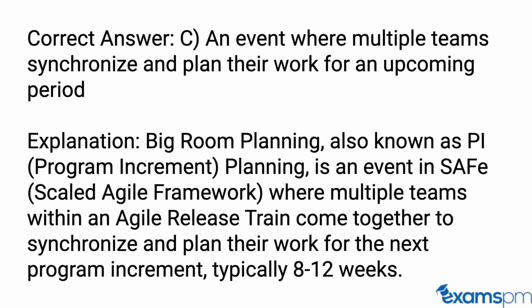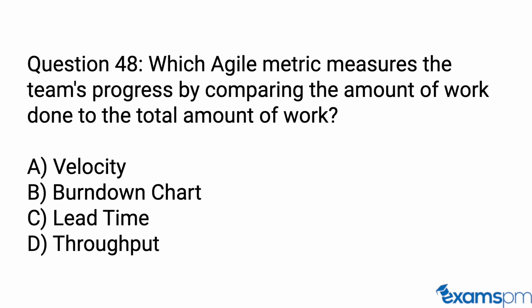Correct answer: C. An event where multiple teams synchronize and plan their work for an upcoming period. Explanation: Big Room Planning, also known as PI (Program Increment) Planning, is an event in SAFe, the Scaled Agile Framework, where multiple teams within an Agile Release Train come together to synchronize and plan their work for the next program increment, typically 8-12 weeks.